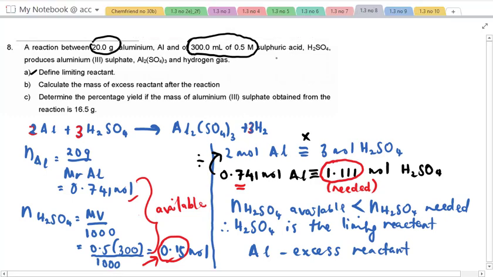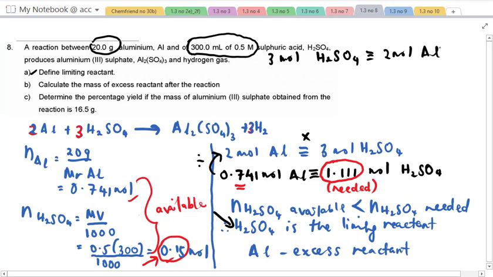Okay, then you have to write a new proportion, which is 3 mole of sulfuric acid. We have to start with sulfuric acid. Sulfuric acid is the key. H2SO4 is the key. Why? Because it is the limiting reactant, which will limit the amount of the product formed. It is the key. So start, write the proportion, okay, start with sulfuric acid, which is equivalent with 2 mole of Al.